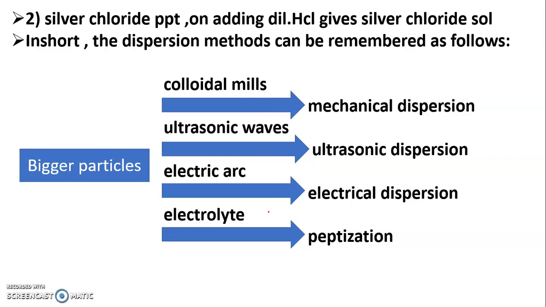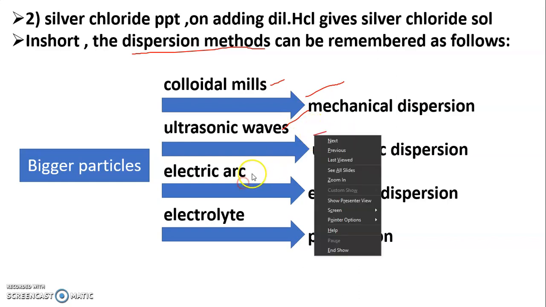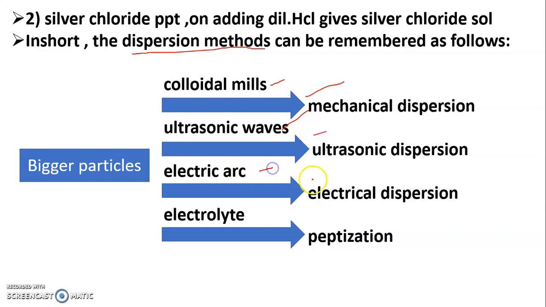In short, we have completed the dispersion methods and you can remember these methods using this flow chart. Bigger particles are broken down into smaller particles and that is known as dispersion. If it is carried out in colloid mills, that is mechanical dispersion. If it is carried out using ultrasonic waves, that is ultrasonic dispersion. If electric arc is used, that is electrical dispersion, and if electrolyte is used, that is peptization. Thank you.